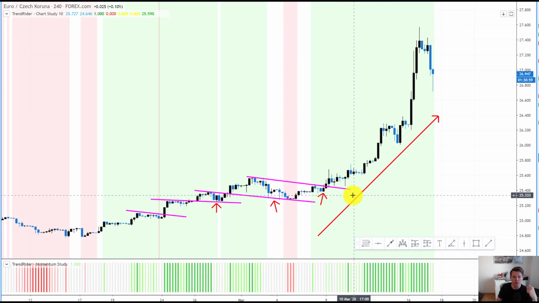Go for a top-down approach. Look for when on the higher time frames the background color and the histogram are changing, and then on the lower time frames, look for entry opportunities with breakouts or with pullbacks. And then once you're in the trend and in the trade, wait for the trend rider to remain green and stay in your trades using the histogram as further confirmation.